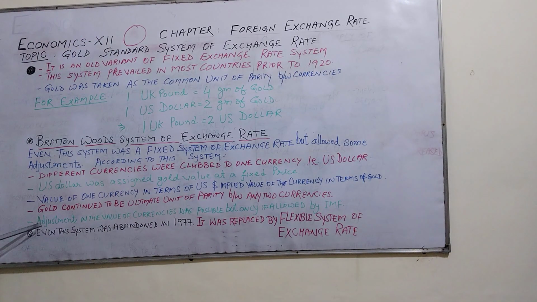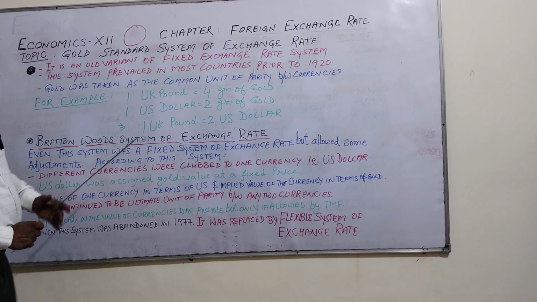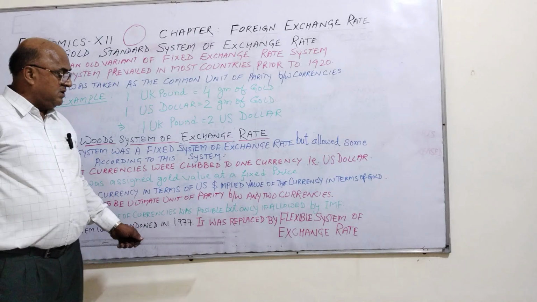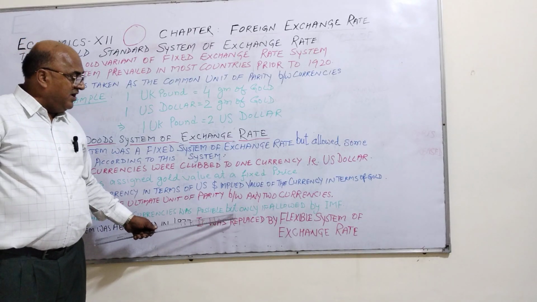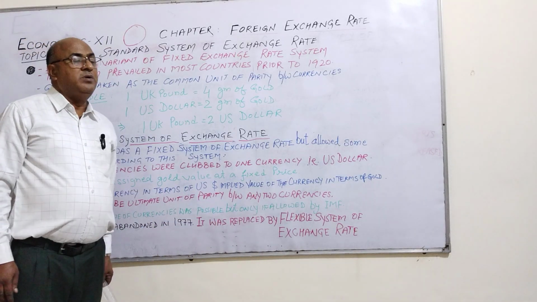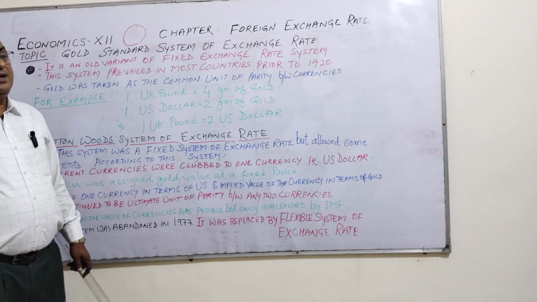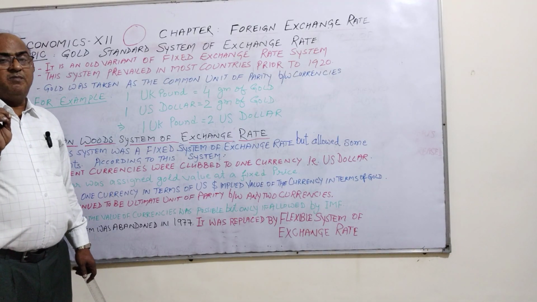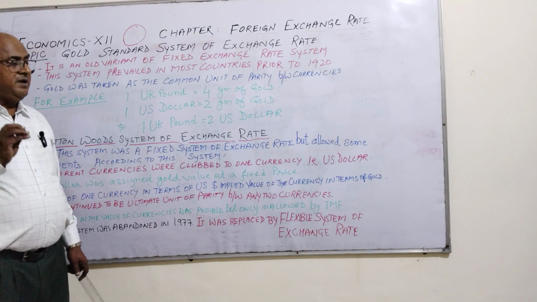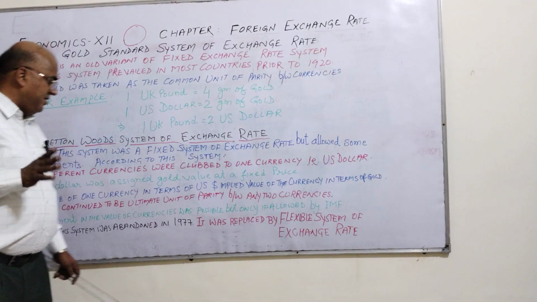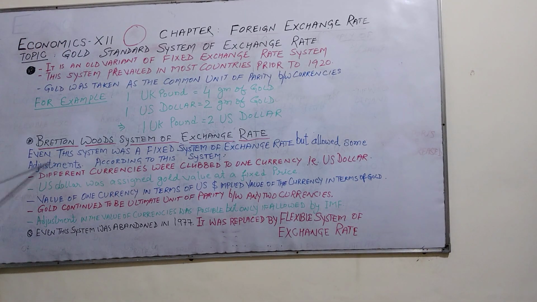Next, adjustment. Who did adjustment? Here, adjustments in the value of currencies were possible only and only if allowed by the IMF, International Monetary Fund. So these are the three possibilities, or four, according to this system.